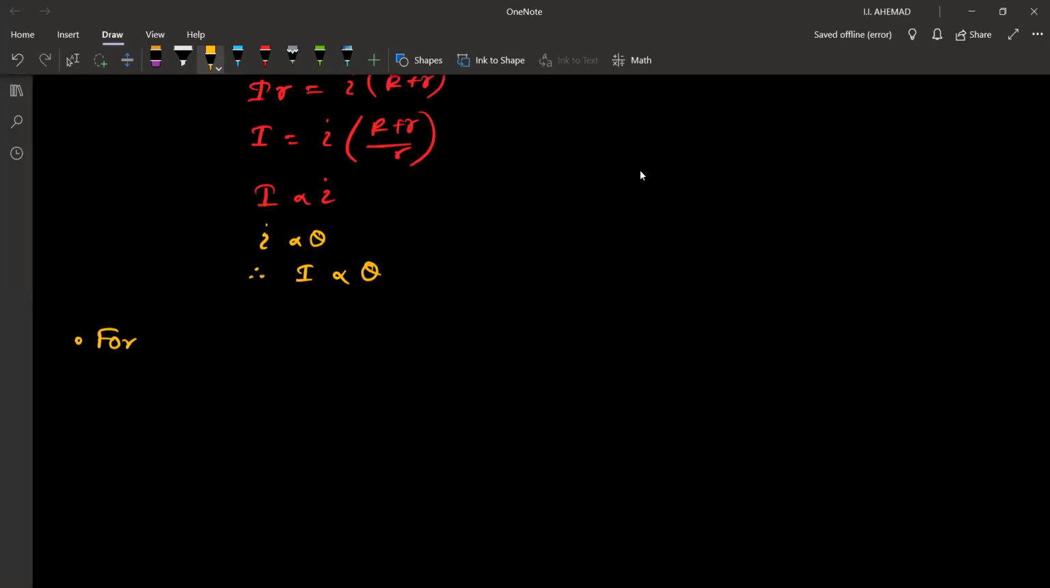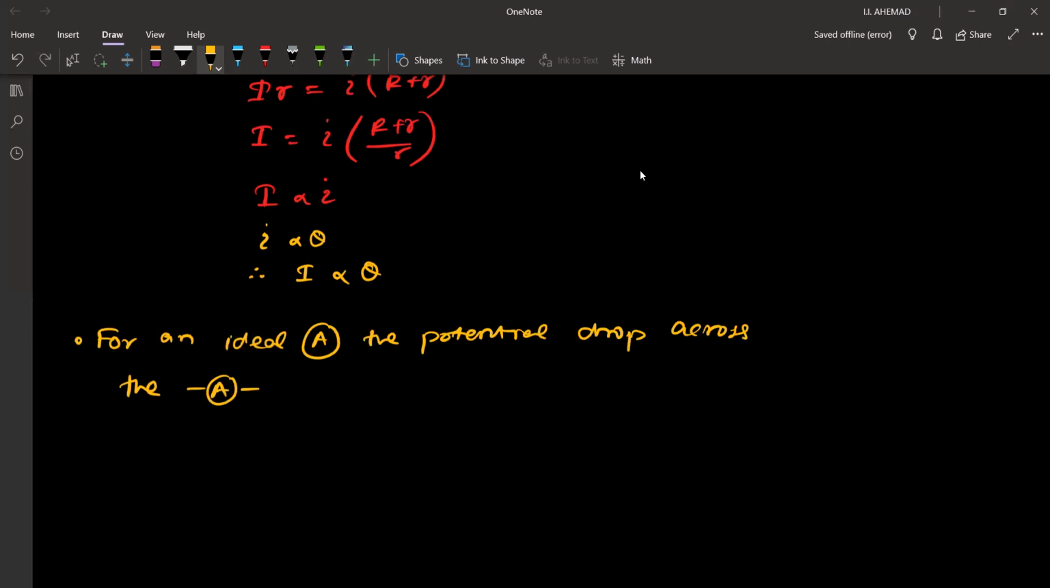For an ideal ammeter, the potential drop across the ammeter is zero.